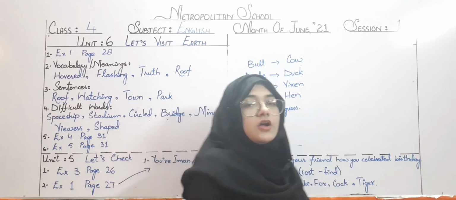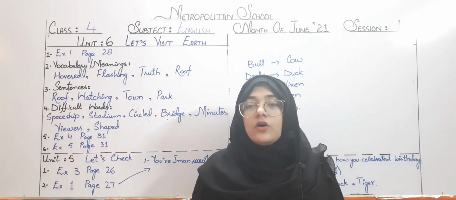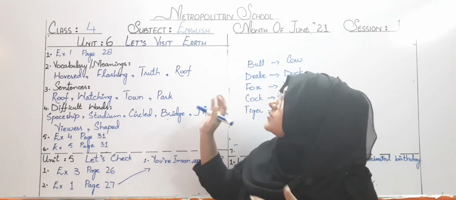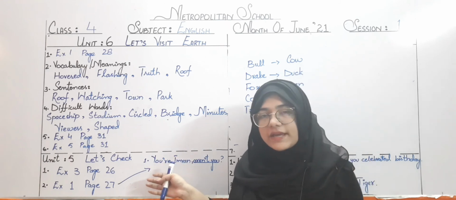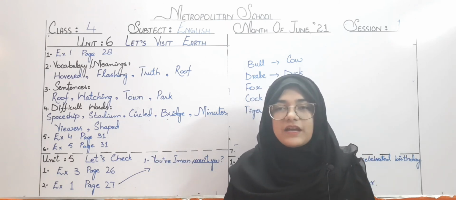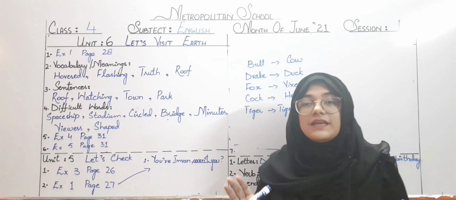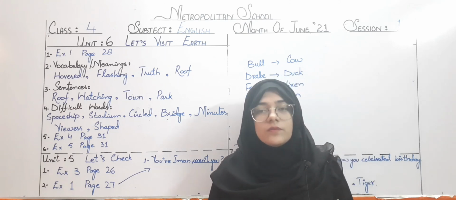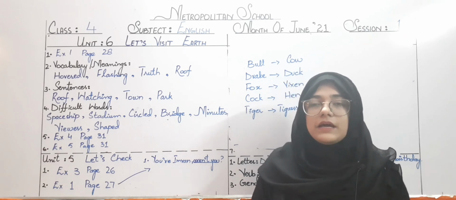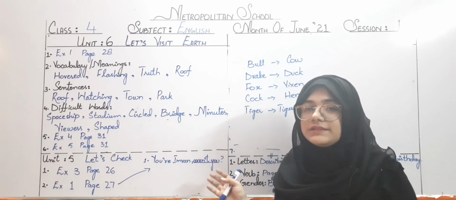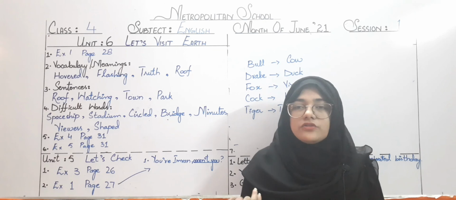So we have just completed all the 3 units, which were, first, Let's Visit Earth, the second was Let's Check, and then the last one was Life Saving. After that we have discussed letters, then we discussed the forms of words which we copied from our book into our copy, and in the last one we have just done the genders. We have written the opposite gender of the given words.